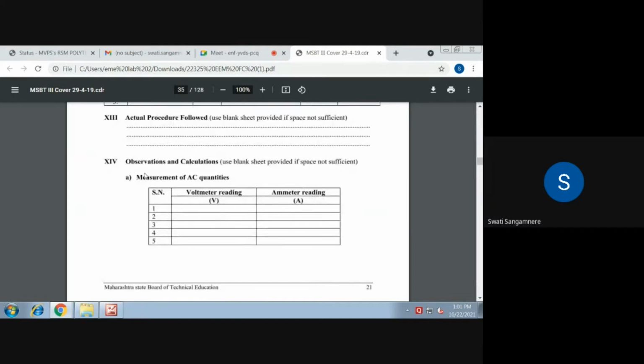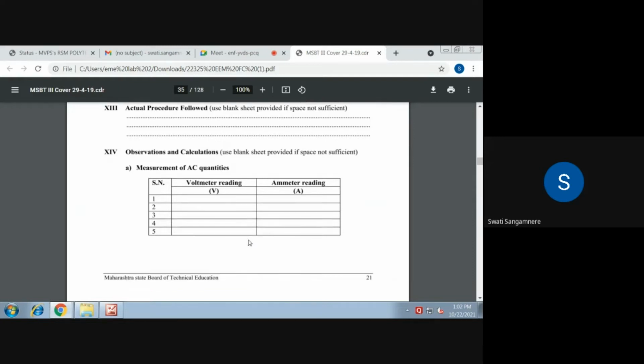Then this is the observation table for measurement of AC quantities. In the voltmeter reading column, you write down the voltage. We gradually increase the voltage in steps, that is 50, 75, 100, 150, 200. So you write down in the voltmeter reading and ammeter reading. In this column you vary the voltage, then you vary the load. The ammeter shows a reading, and you write it down in this column.